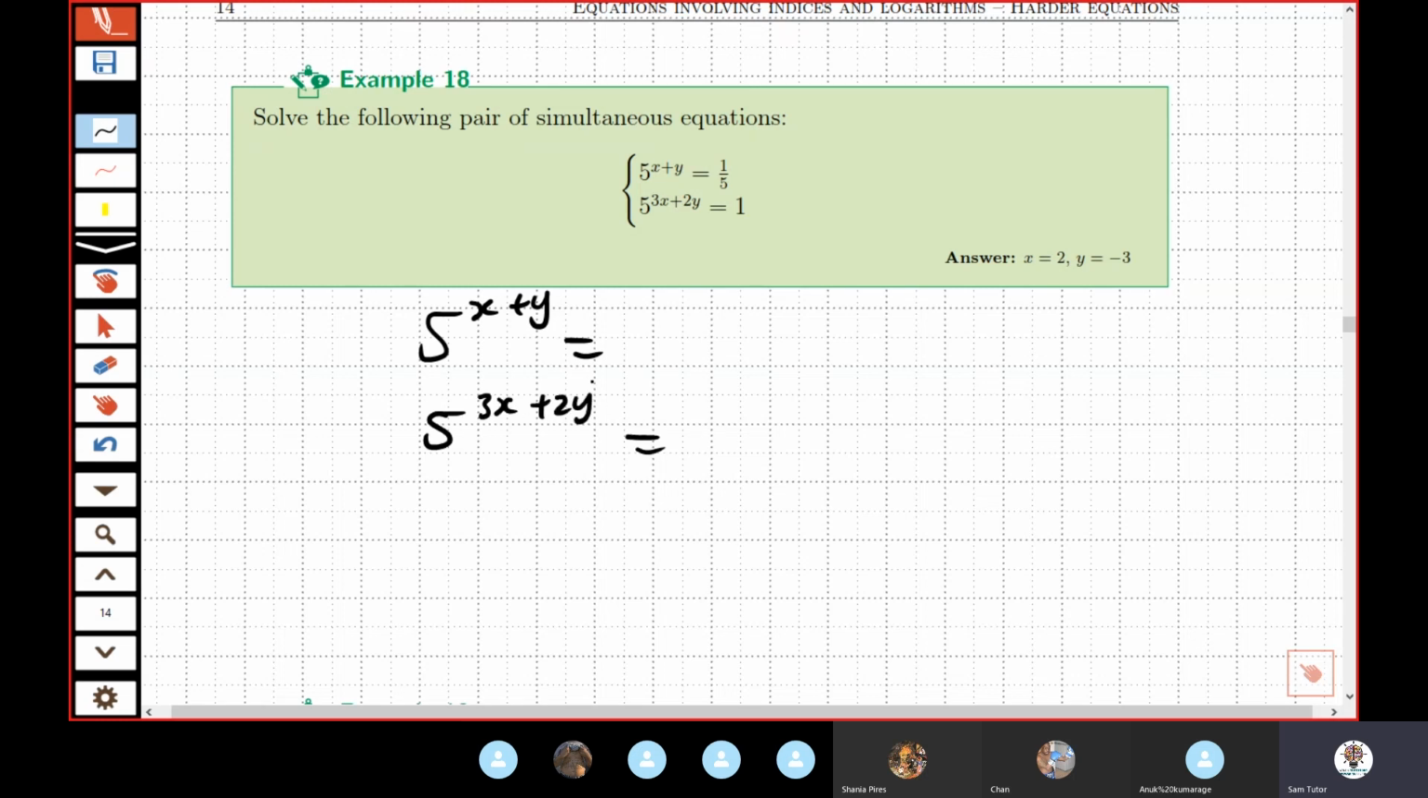Write it out. See, this 1 has to be a 5, and this 1 on 5 has to be a 5, so that when the bases are the same, I can say something about the powers. Any ideas?